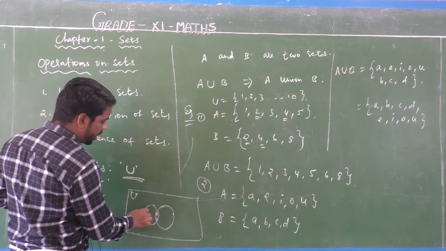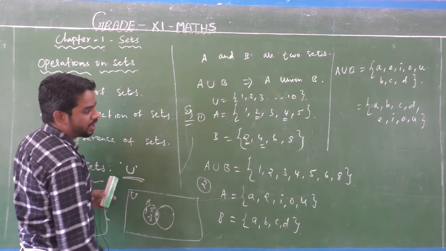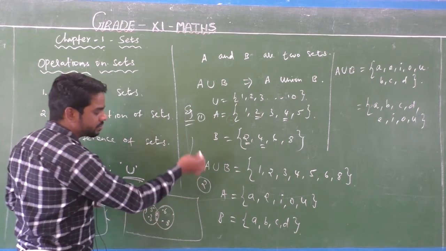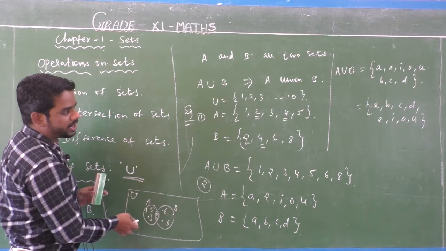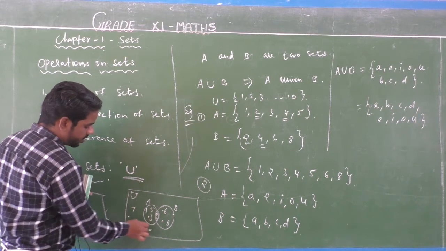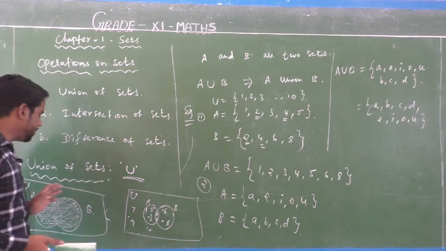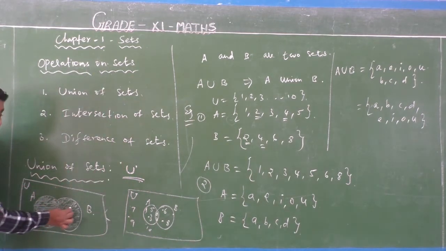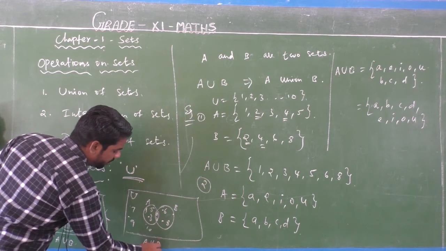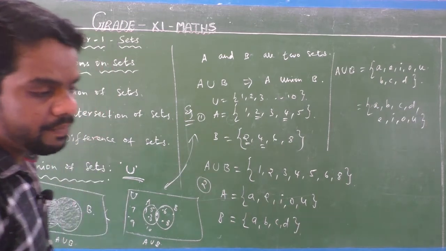The remaining 1, 3, 5 belong to A, and 6, 8 belong to B. So the remaining elements are 7, 9, 10 outside. So this is A union B. The general concept is that A union B is the shaded region of A and B only. This is A union B from example number 1. Okay? Right. Very simple concept.